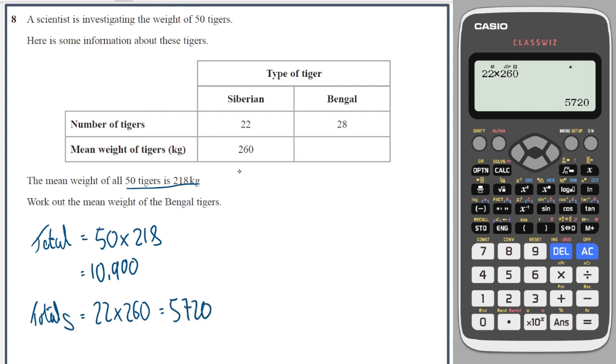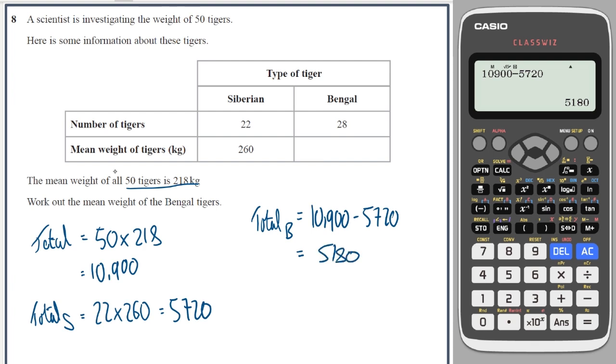Okay, so that means we can work out what the total Bengals are, because it will be the total amount of weight of all the tigers minus the ones which are Siberian. So we can do 10,900 minus 5,720, and that gives me 5,180.